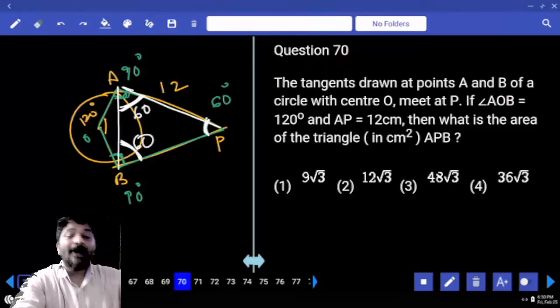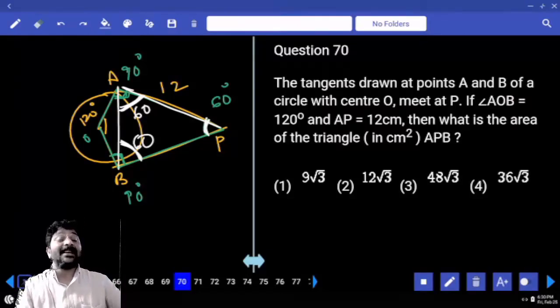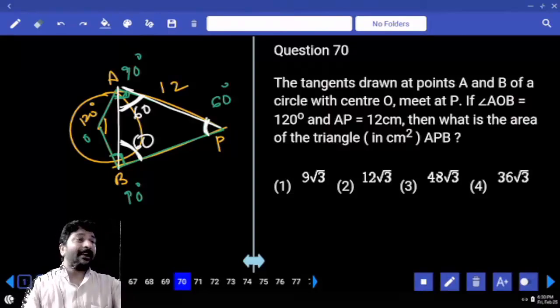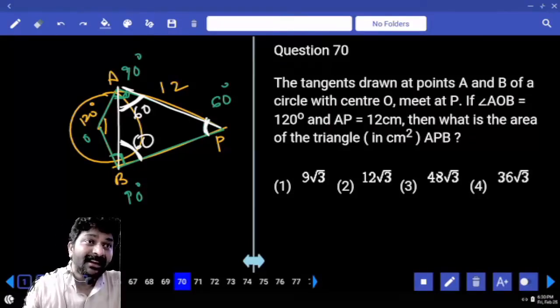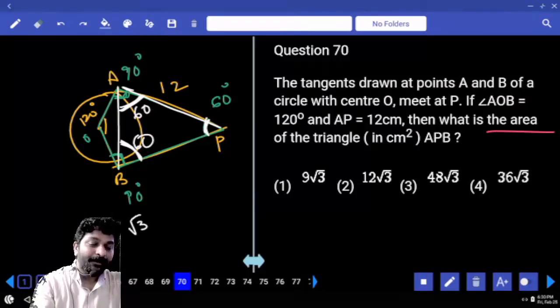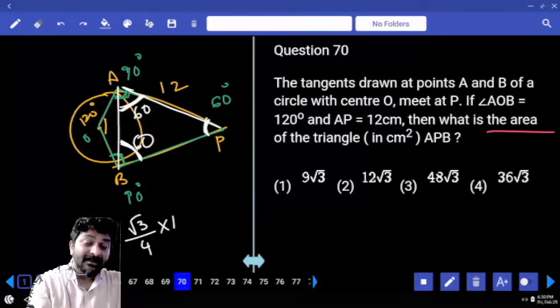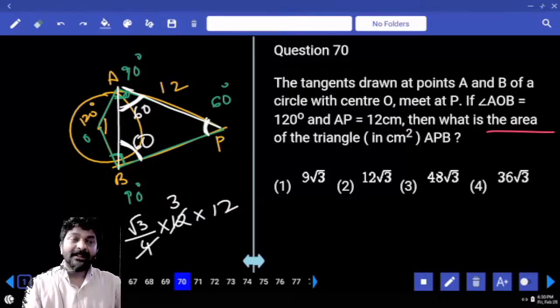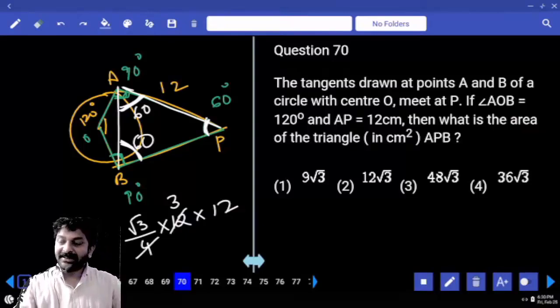Correct. Now the triangle APB, which triangle is this? Equilateral triangle. And we know the side of this equilateral triangle, and we were asked to calculate the area. Area of the equilateral triangle is root 3 by 4 times a square. What is the side? 12. So 12 square over 4 is 3 times, 3 into 12, 36 root 3. 36 root 3, fourth option.